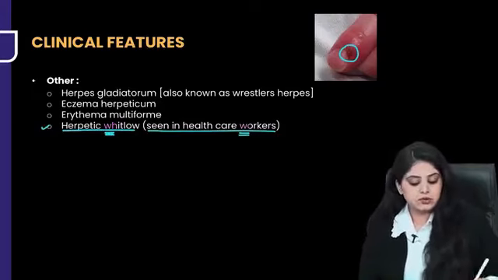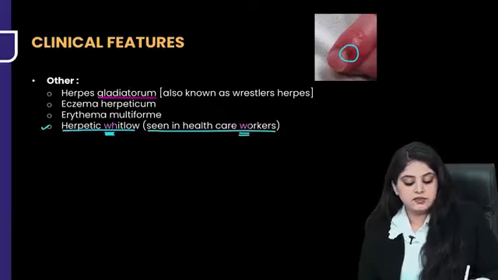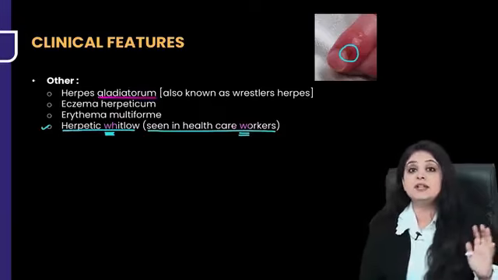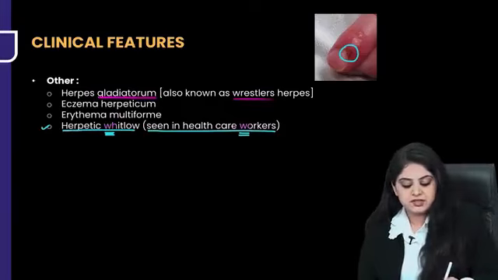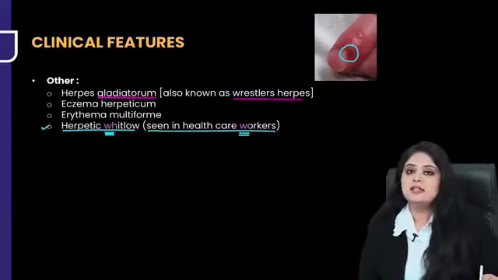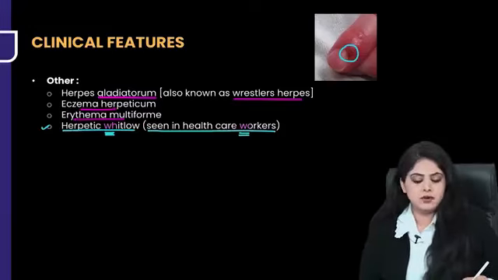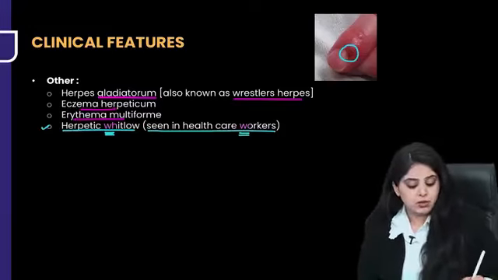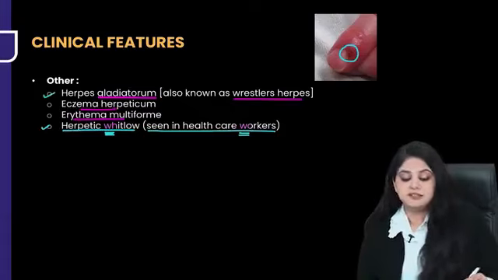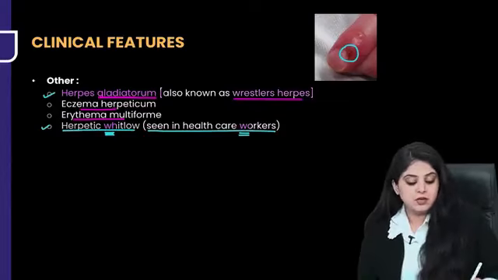Other than that, it can also occur in gladiatorum. This is anyway sounding like a gladiator. It is sounding like a wrestler. So yeah, this is known as the wrestler's herpes. And other lesions with herpes are also known as eczema herpeticum and erythema multiforme, if you want to remember. But what you have to remember is the fancy names. That is gladiatorum for gladiators and wrestlers, known as wrestler's herpes, and whitlow for workers. So that is for healthcare workers.